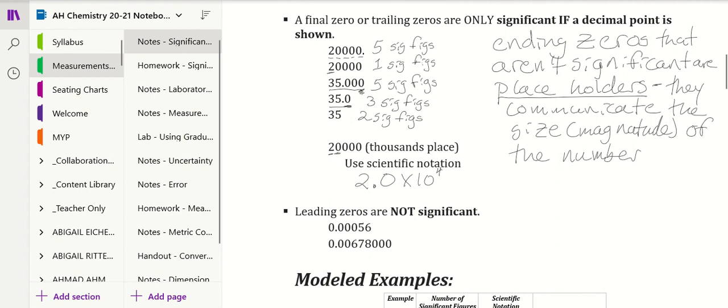So can I just delete them? No, why not? Different magnitude. Those are also placeholders. So in the first example, 0.00056, how many significant figures are there? 2.